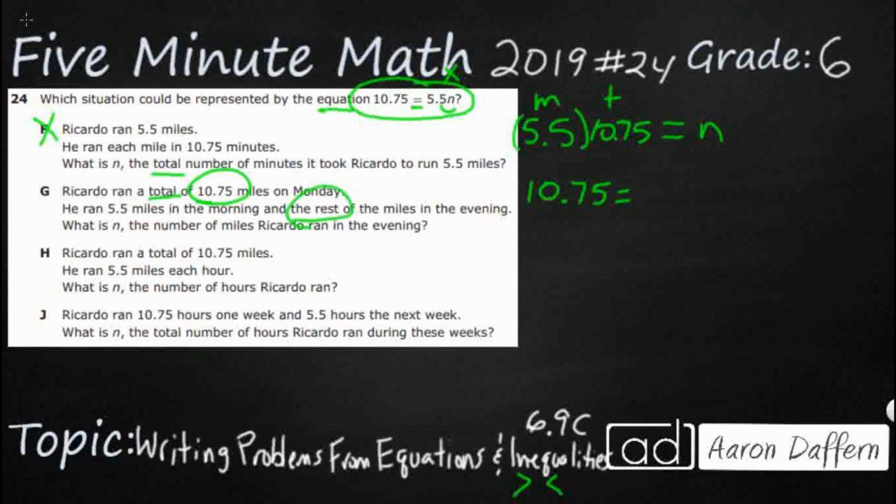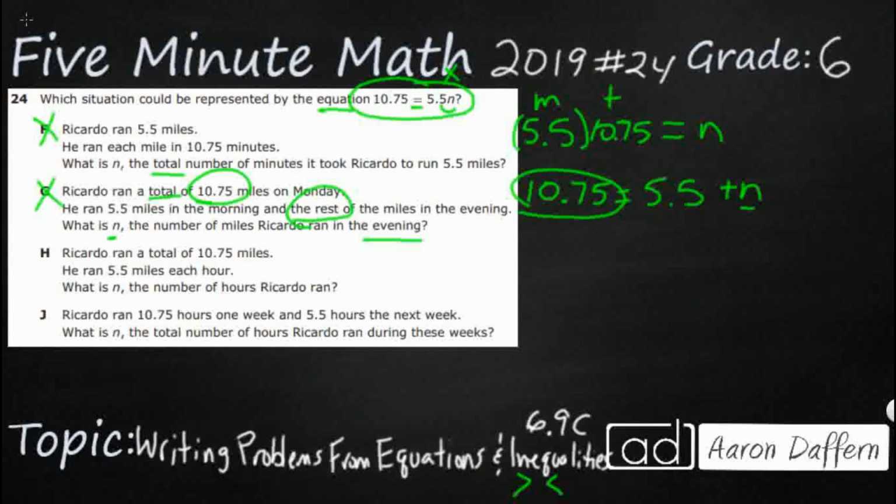So he had 5.5 in the morning and then the rest in the evening. So look at what we're doing here. We're taking our 5.5. But rather than multiplying it by n, we're simply adding. 5.5, that's in the morning. This is the evening. If you put that together, you get the total for Monday. And so we're looking for n, the number of miles he ran in the evening. Well, you have to add the evening and the morning to get all of Monday. So this is an additive relationship, not a multiplicative relationship, which means it is not what we're looking for.